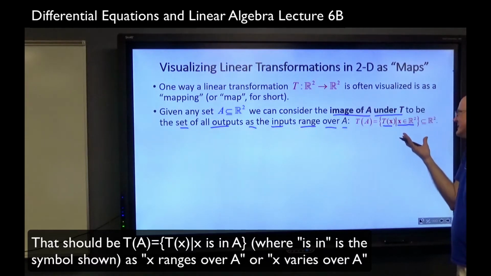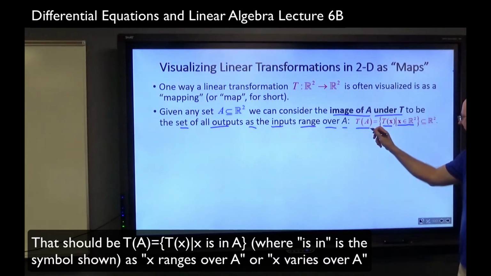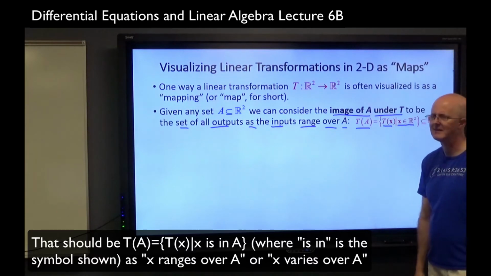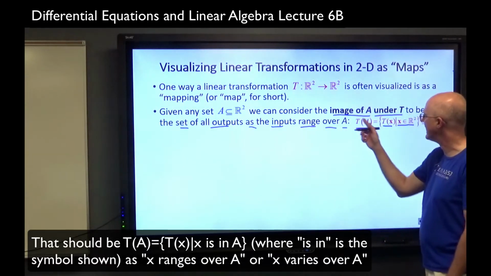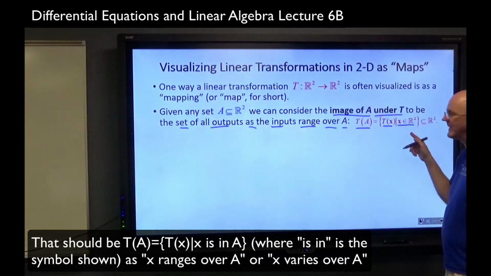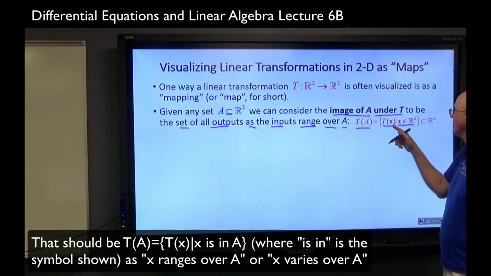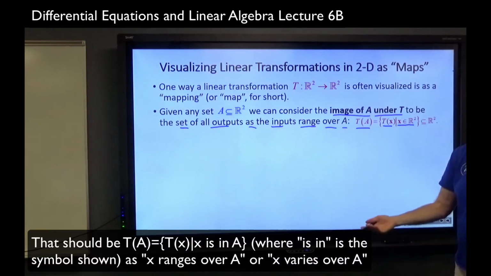I'm still going to sometimes call these curvy braces, and sometimes I'll call them curly braces. I think curly braces is the more official name for these things, but I kind of like curvy braces. The vertical line means such that. What is this saying? Are we plugging A into T? Well, kind of, but A is a set, so it's not literally an input for T. This is called the image of A under T. It's just shorthand notation for this set, the set of all outputs. By the way, I'm using lowercase x here for the vector, whereas in the previous slide I used uppercase. It doesn't matter. Sometimes I'll use lowercase, sometimes uppercase.